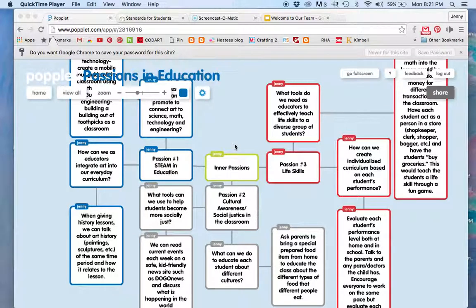Hi everyone. I am going to talk about the two different technology tools that my future students will use. The first one that we did was a pop-up or Poplet. And this one we did recently, so it's been on my mind.